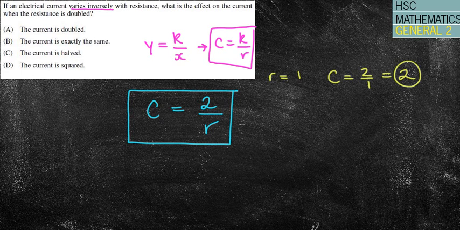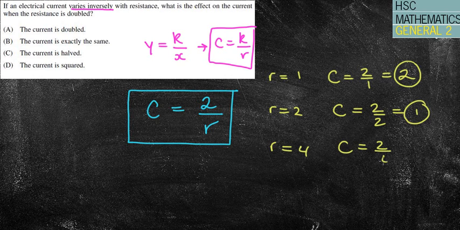Now I'm going to double the resistance. So I'm going to get R equals 2. So C equals 2 over 2, we get 1. And by the looks of things, it looks like it is going to be halved because 1 is half of 2. If you're not sure, let's double it again. Let's go to 4. C equals 2 over 4 equals a half. Look at that. Again, it's halved again. So you can see by doing that, that my answer is going to be C, the current will be halved.